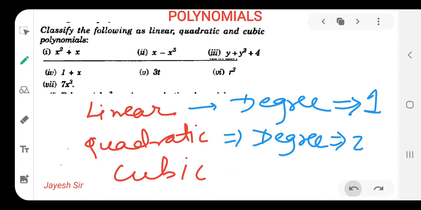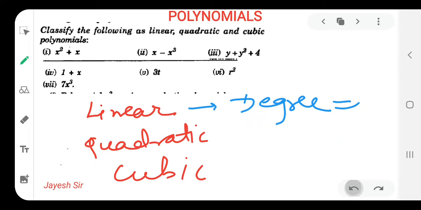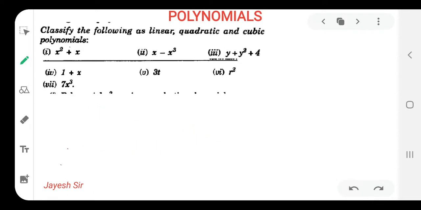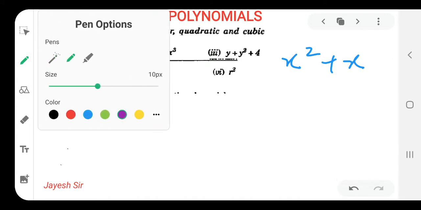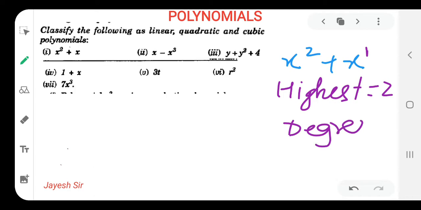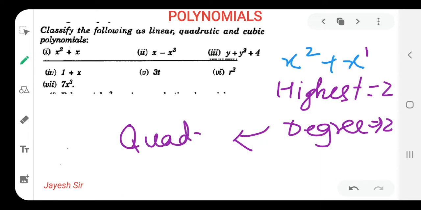If you understood it properly, then you can pause the video and try to solve by your own. Then you can check your answer from the video. So let's start our first sum, that is x square plus x. Here the polynomial has a highest degree, that means the highest power. Here it is 2, here it is 1. The highest is 2, that means the degree is 2. If the degree is 2, then the answer would be quadratic. So it is a quadratic polynomial.